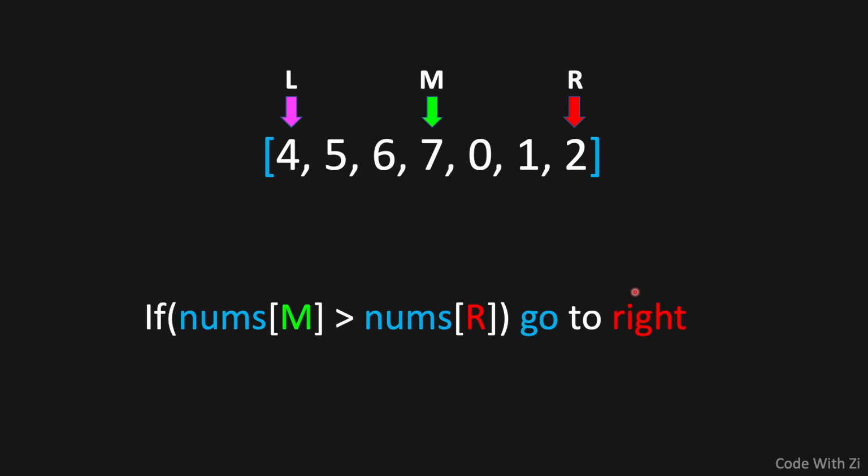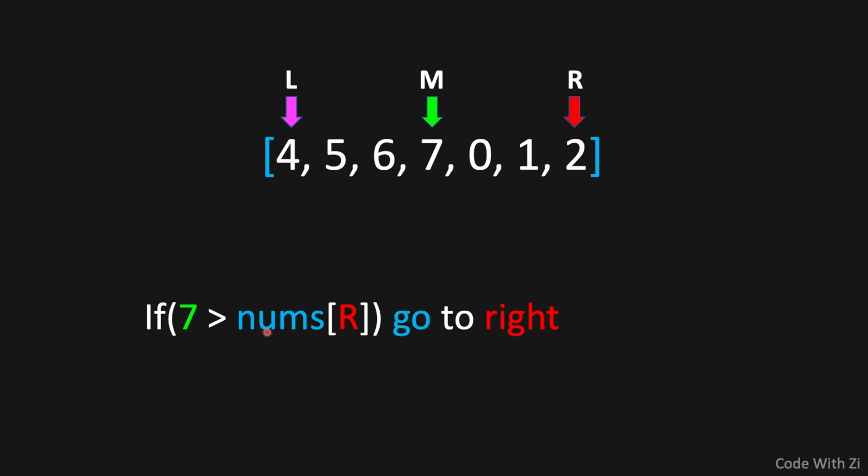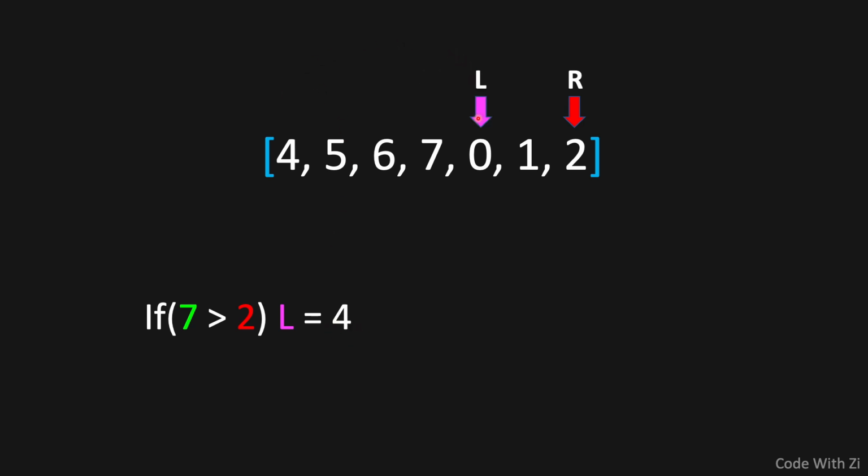Alright, so let's go back and start the visualization. We have our left variable, our middle variable, and our right variable. We're going to check if the number that middle is pointing to, which is 7, is greater than the number that right is pointing to, which is 2. Is 7 greater than 2? Yep. Alright, let's go to the right. So left should be equal to middle plus 1. Middle is 3 because the index of this number is 3. 3 plus 1 gives us 4. So left should be pointing to the number with the index of 4, which is 0.